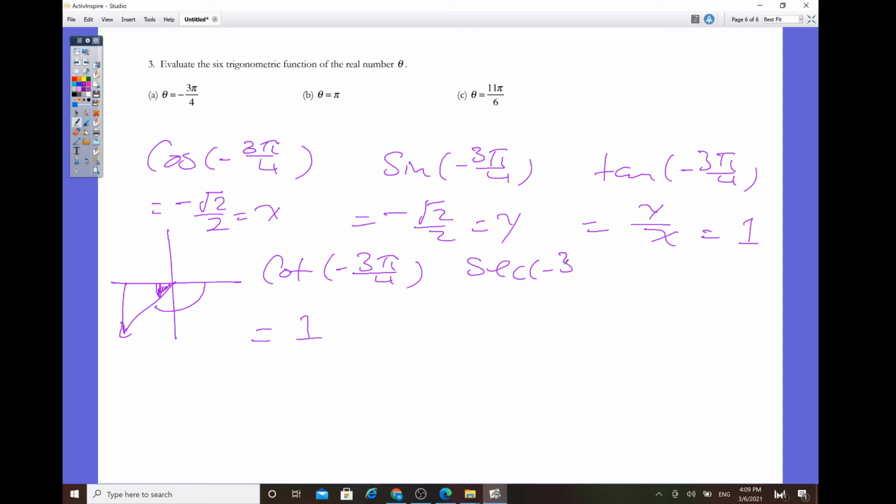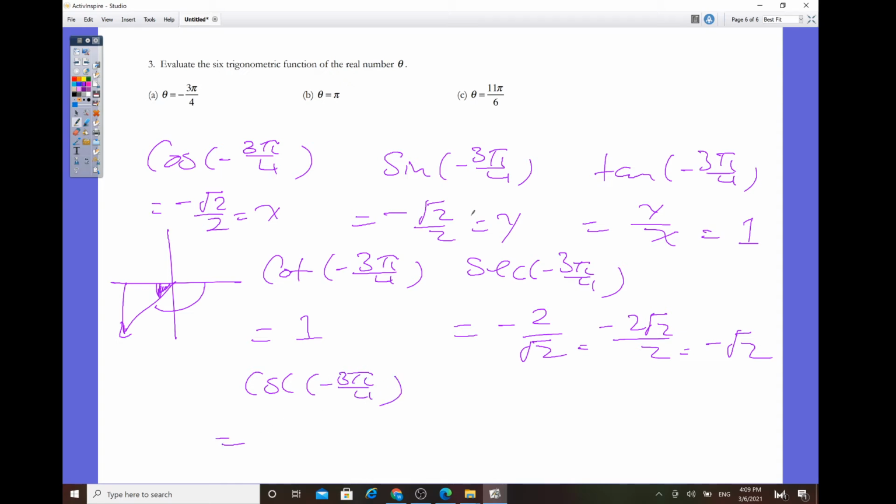Secant of negative 3 pi over 4 is the reciprocal of negative root 2 over 2, which is negative 2 over root 2. In other words, negative 2 root 2 over 2, which is just negative root 2. And cosecant, same thing, the reciprocal of this, so negative root 2.